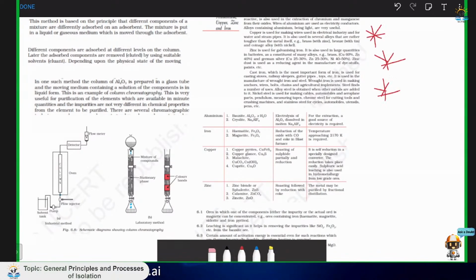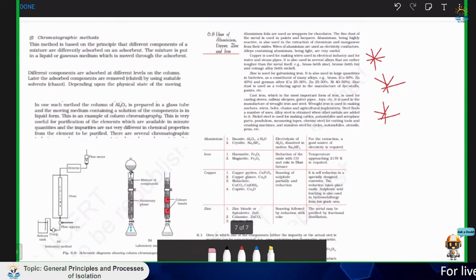Aluminum, so you're going to have your lightweight components, your wrappers, foils, and some airplane parts. Aluminum, being reactive, is also used in the extraction of chromium and manganese from their oxides.